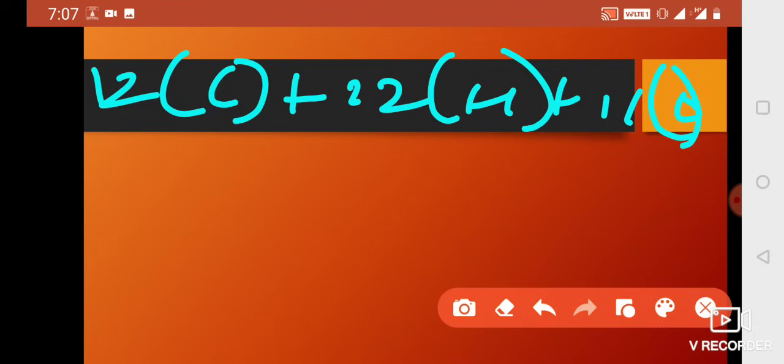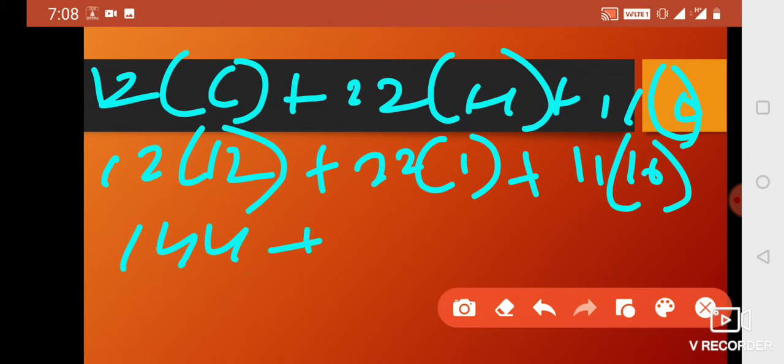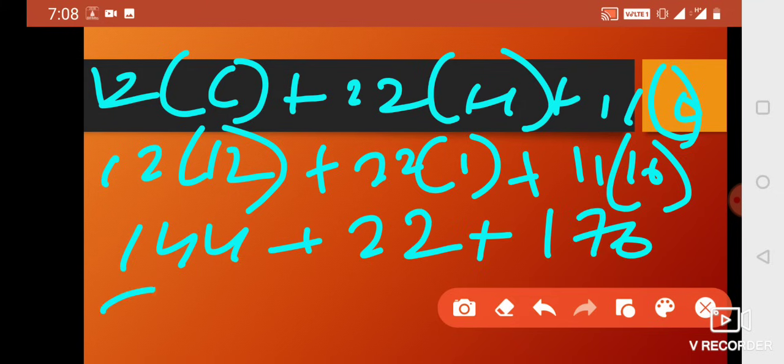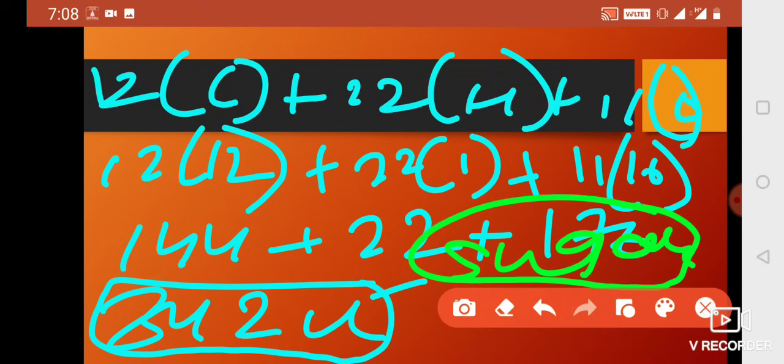Now 12 into 12, 22 into 1, 11 into 16, this will give us 144, then 22, then 176, and if we add up we will get 342u, and this is of sugar. 342u is the molecular mass of sugar.